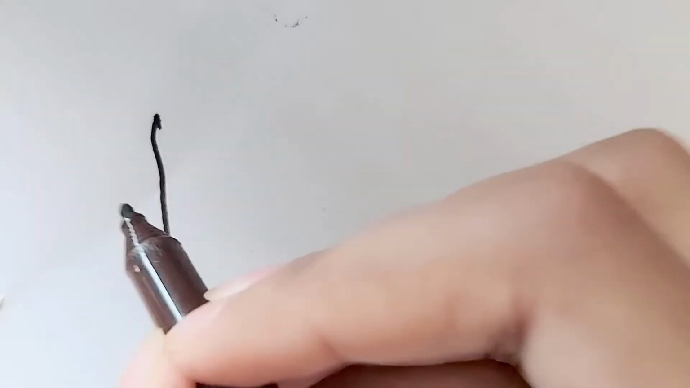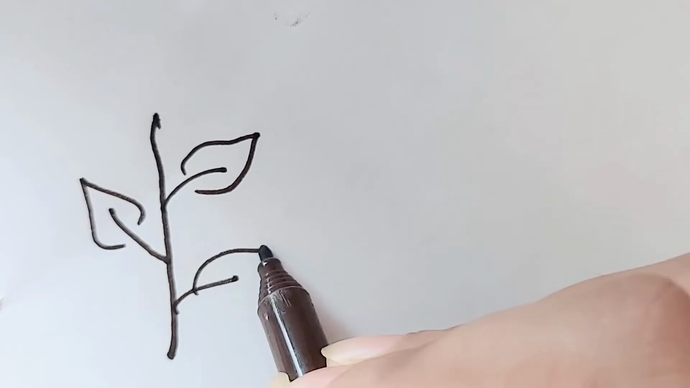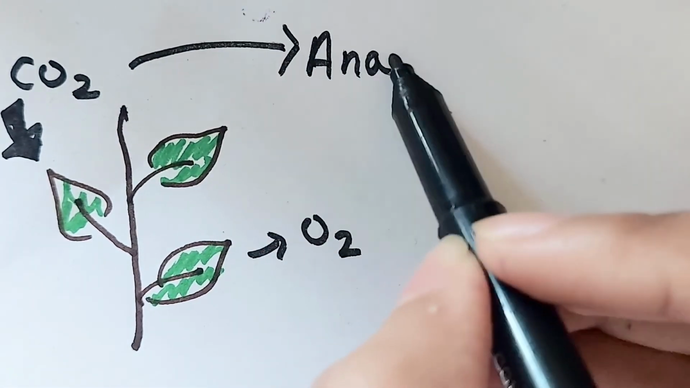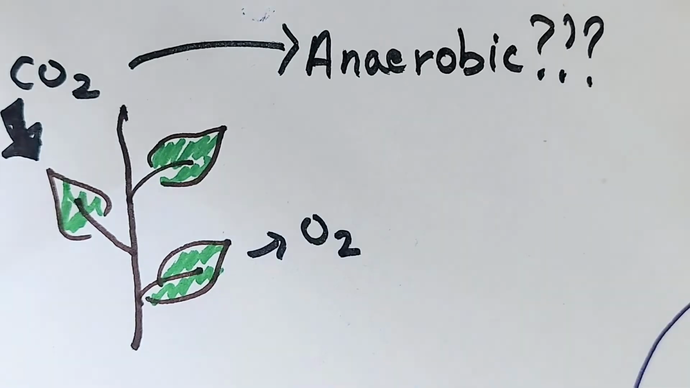We know that plants take in carbon dioxide and give out oxygen during photosynthesis. So if they do not take in oxygen, can they be called anaerobes? To know more about it, watch this video.